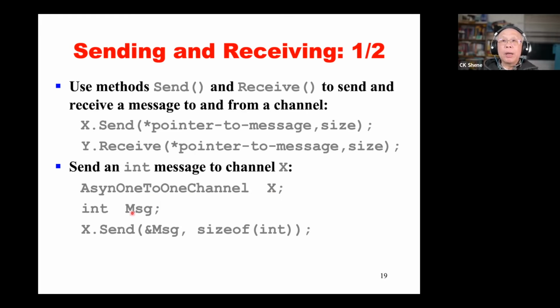And we declare the message, which is an integer, MSG. Here, we want to send this message to channel X. So X.send a pointer to this message and the size of an integer. When this statement is executed, the content of this message will be sent through the channel X. So this is very easy. In reality, other systems' send and receive could be more complex.